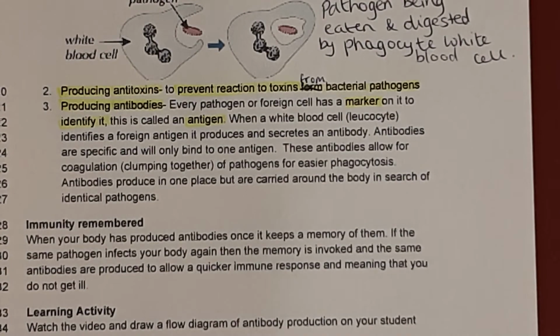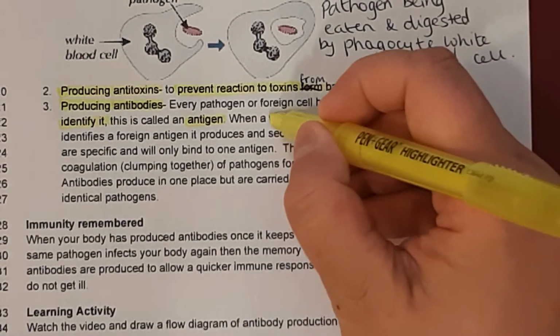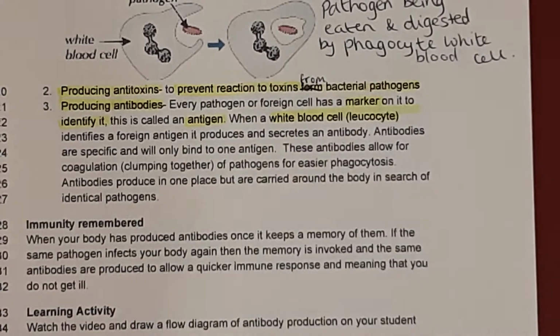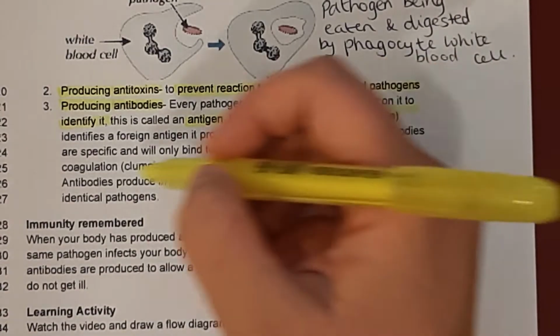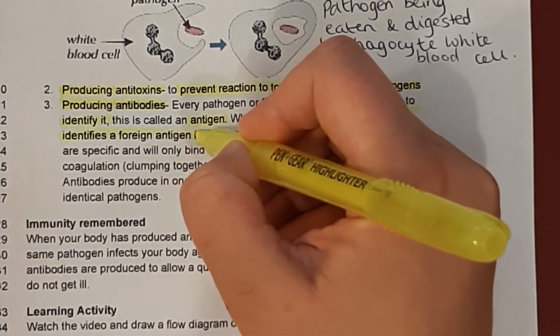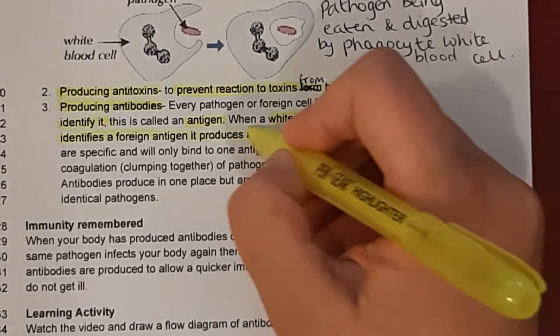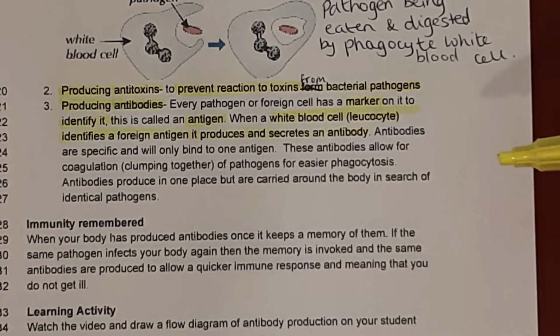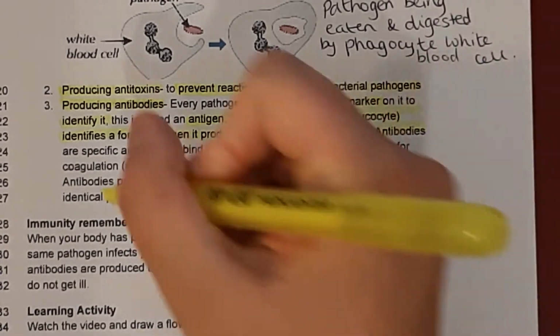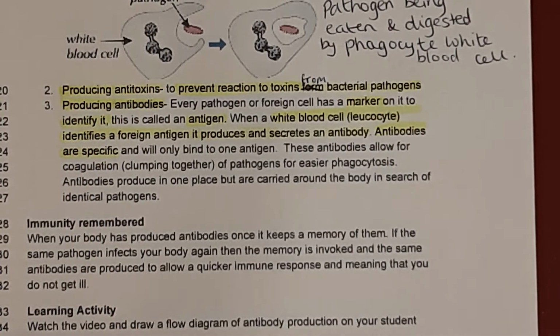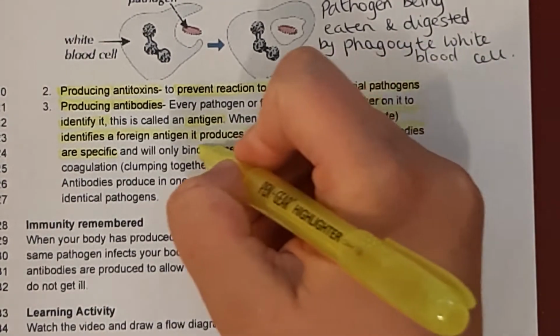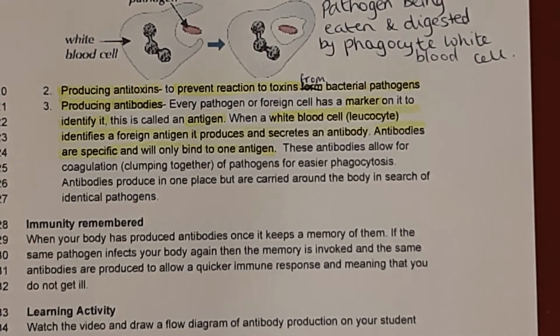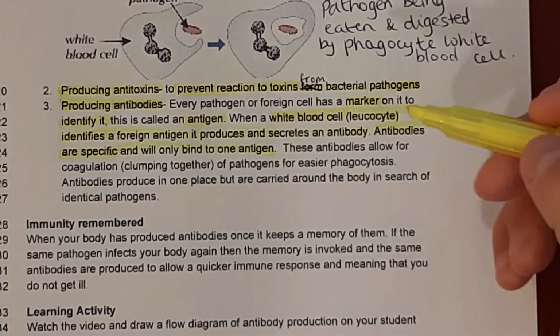And so when a white blood cell, a different type this time called a leukocyte, identifies a foreign antigen, it produces and secretes an antibody. So the white cell identifies the foreign antigen, and then it produces and secretes the antibody specific to that antigen, that foreign pathogen. These antibodies are really specific. That means they'll only work for one type of pathogen. So it's specific and only binds to one antigen, and that one antigen is only found on one type of pathogen.